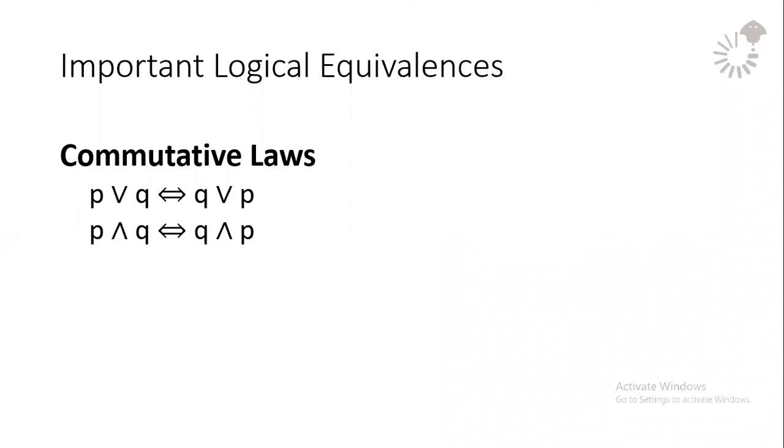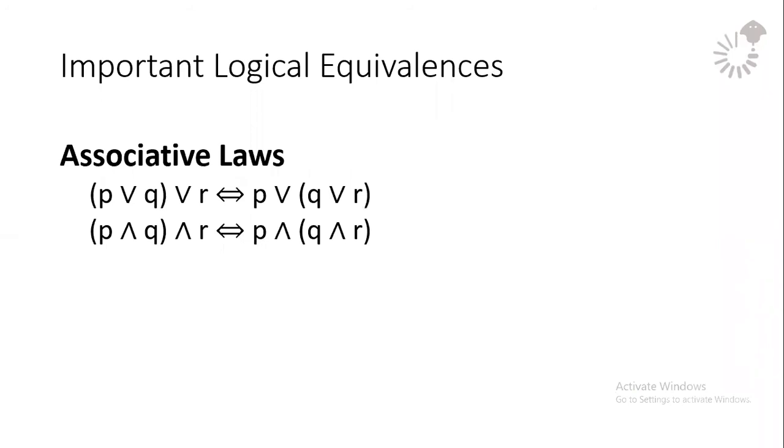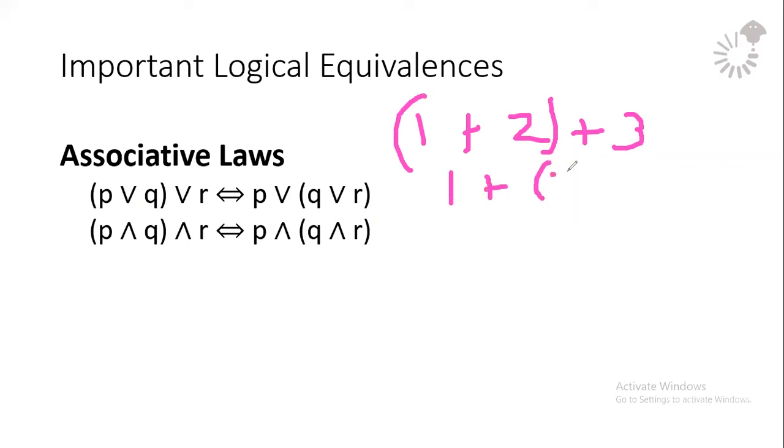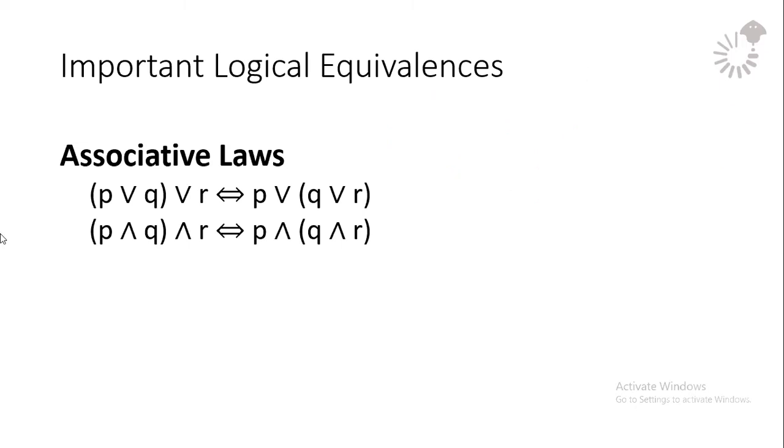Next, commutative, meron tayong associative law. For associative law, familiar din sa inyo. Associative law for addition. So 1 plus 2 plus 3 is equivalent to 1 plus 2 plus 3. So kahit sino i-group mo, this is equivalent or same answer with this one, associative law. Ganun din siya dito.